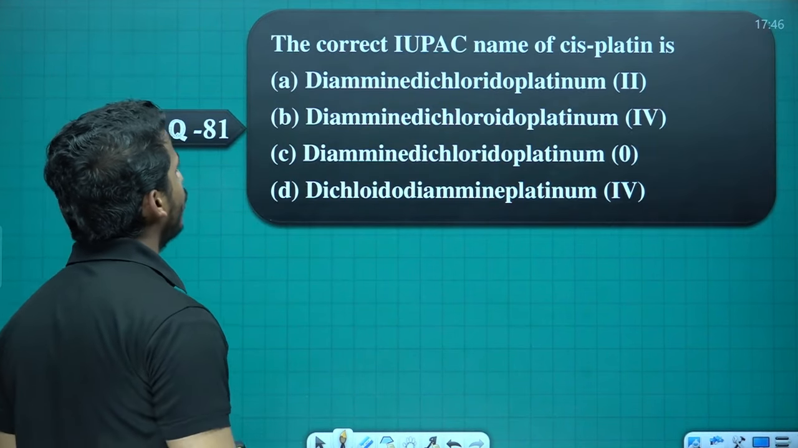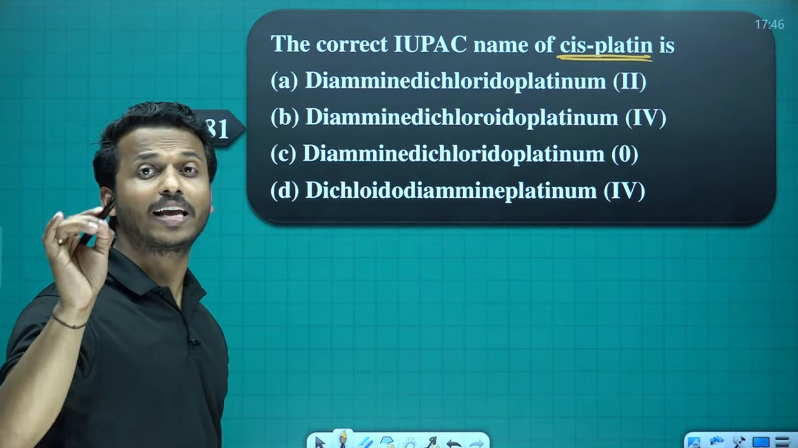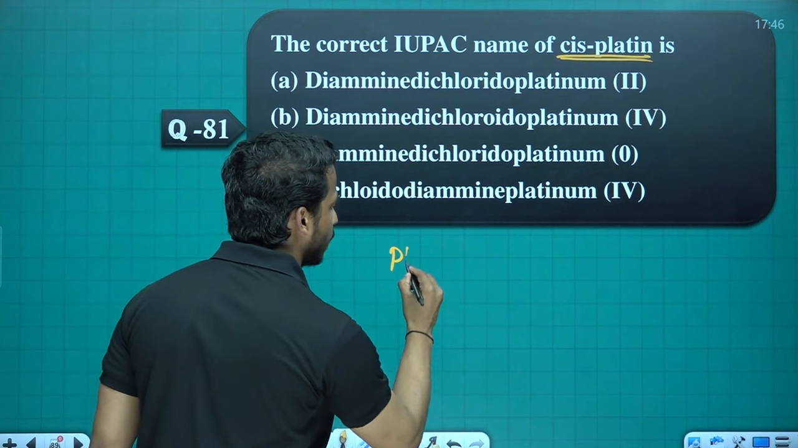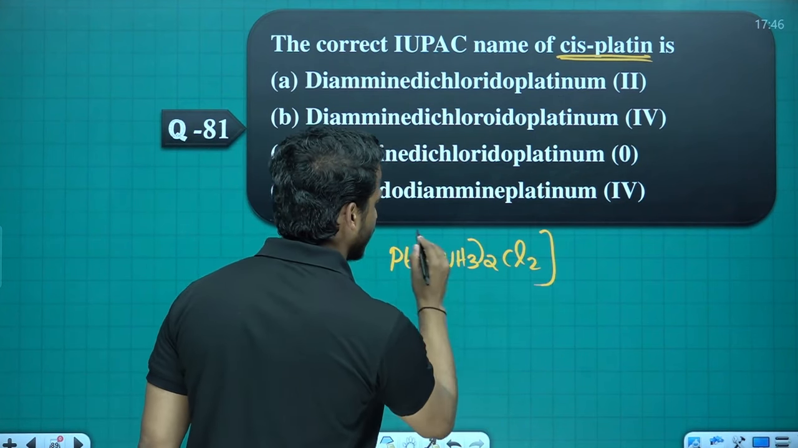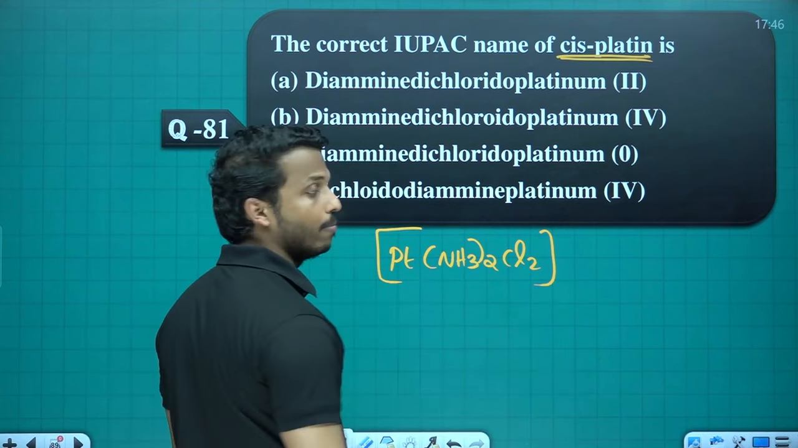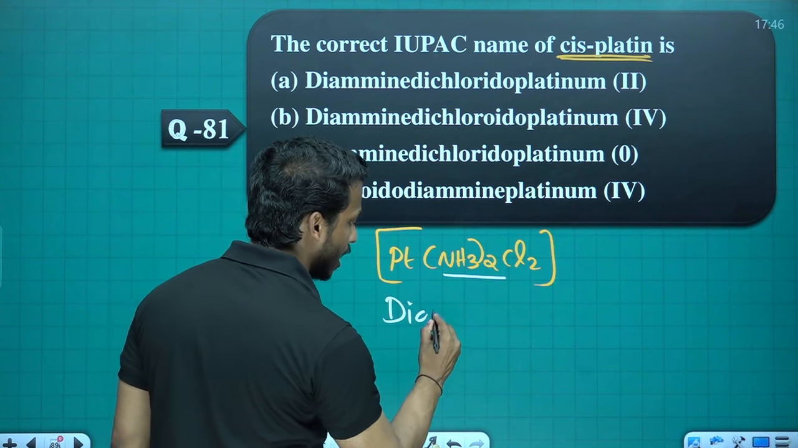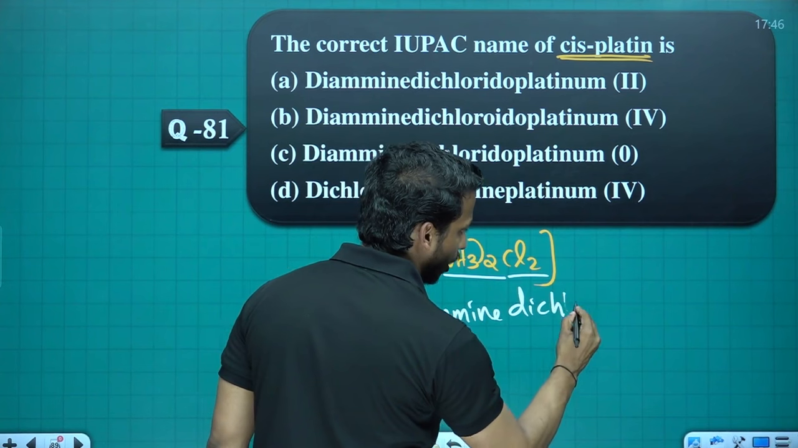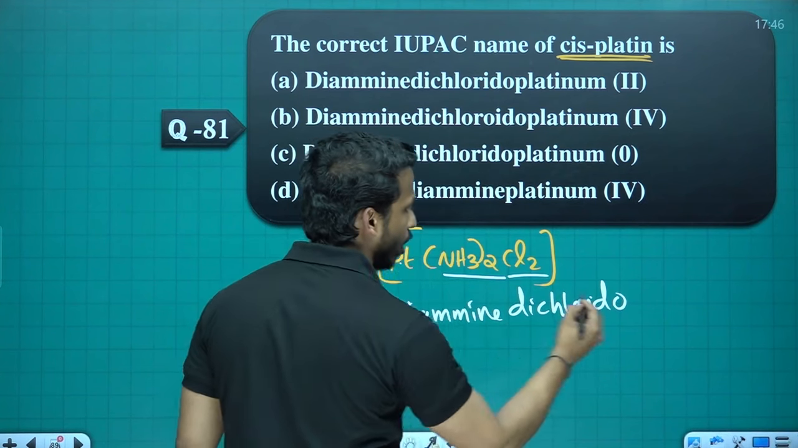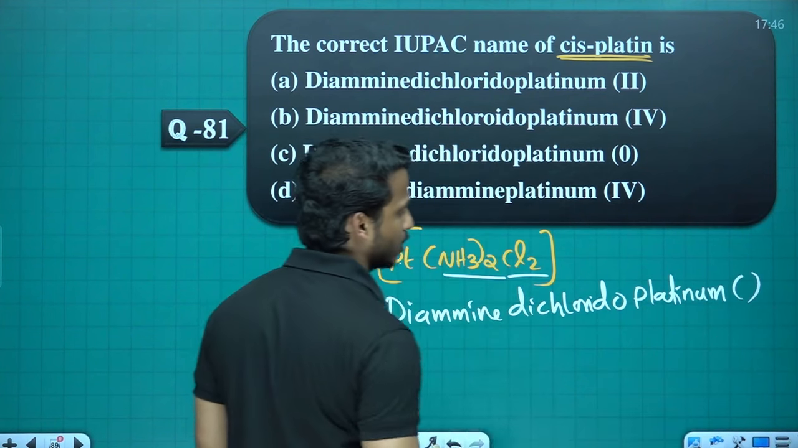What is the correct IUPAC name of cisplatin? What is cisplatin? An anti-cancer drug. What is the formula of cisplatin? Pt(NH3)2Cl2. This is the complex called cisplatin, my dear. What is the name? Diammine, then two chlorine, dichlorido. Diammine, dichlorido. And what is the metal? Platinum is the metal.